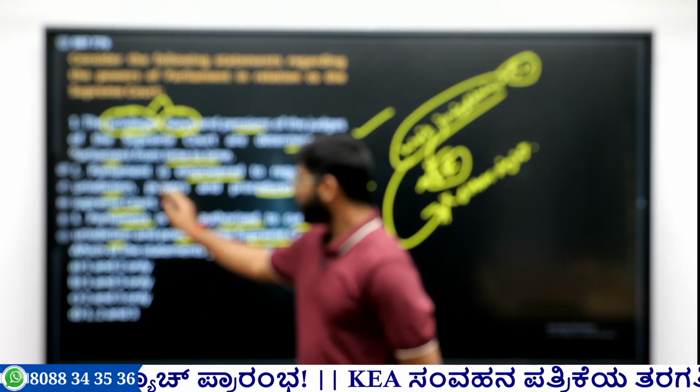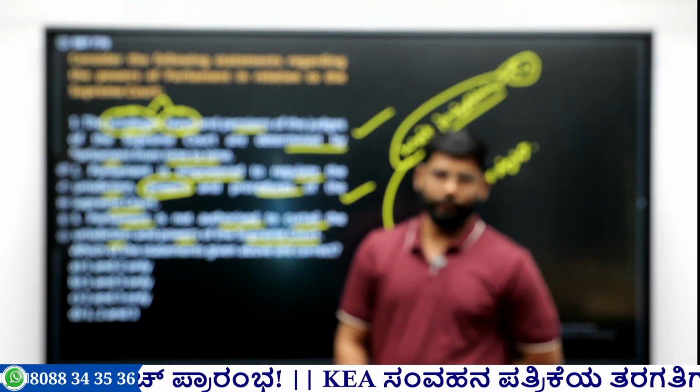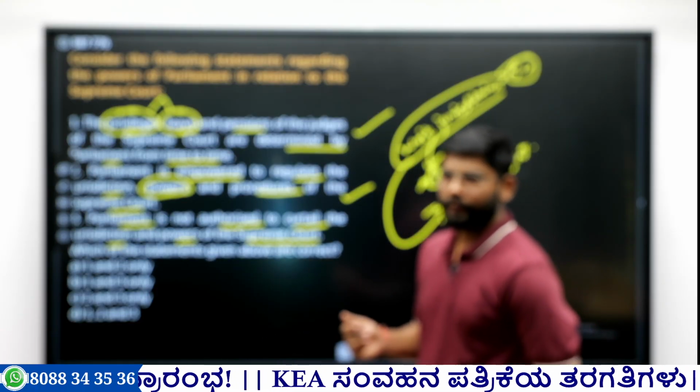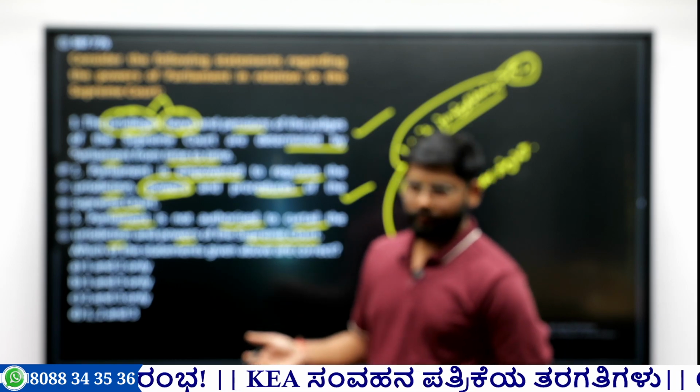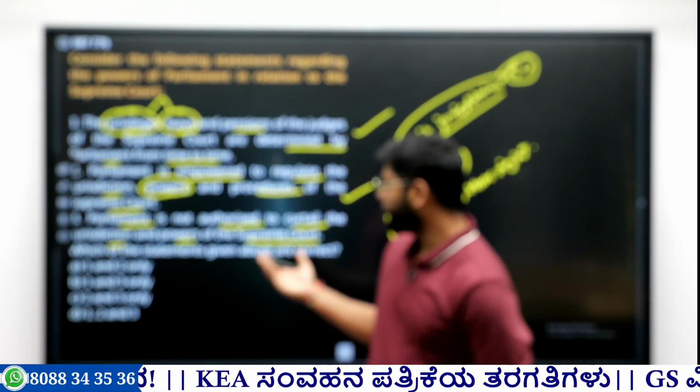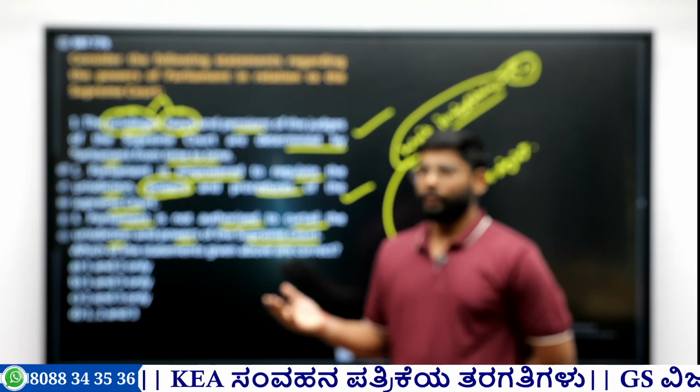Again, the powers: what powers the Supreme Court and High Court will have. Parliament can say that when it comes to deciding the disqualification of MPs and MLAs, that will be decided exclusively by the Supreme Court.